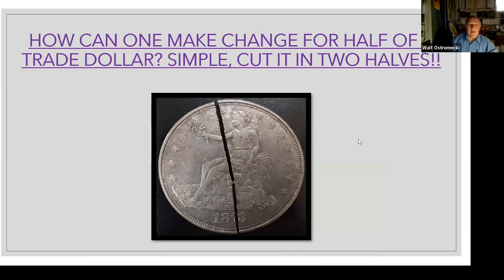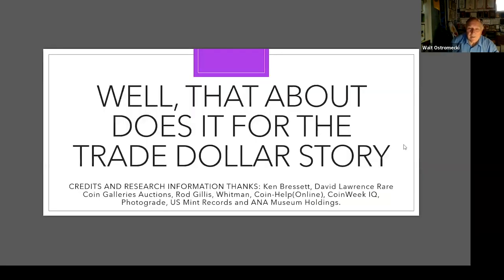Okay, and, you know, how do you make change for a half of a trade dollar? Well, this was done by a friend of mine. I have many 1873s, but you simply cut it in two halves. And, well, that about does it for our program here. I love to talk about it. I know this is not a hobby interest of a lot of people, but it certainly ends my history story here with the trade dollar.